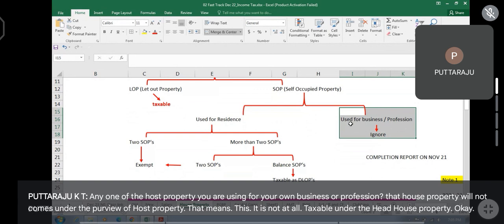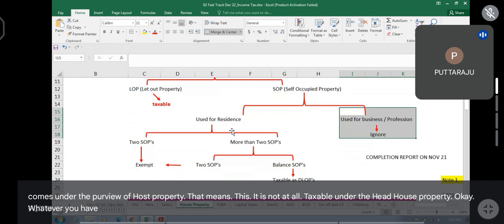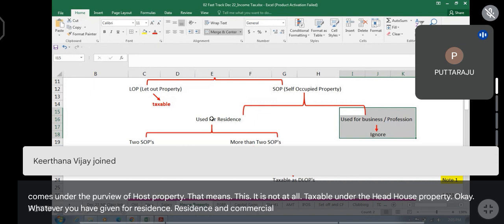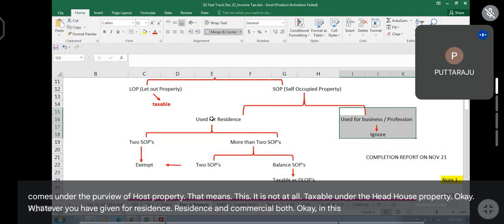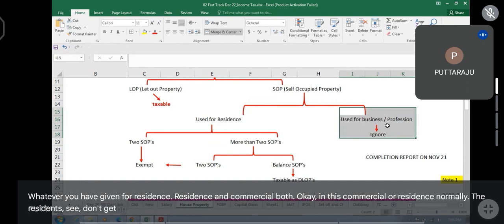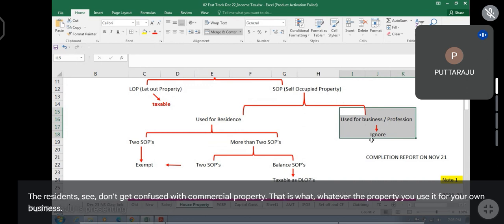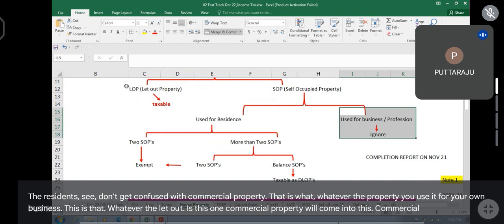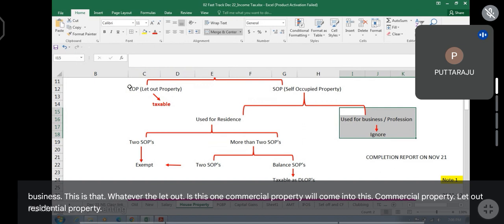Okay. Whatever you have given for residence and commercial both. Don't get confused with commercial property. That is whatever property you use for your own business, this is that. Whatever is let out, commercial property let out or residential property let out, will come under this.